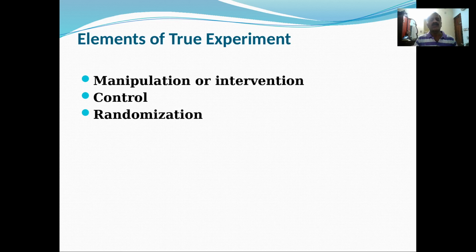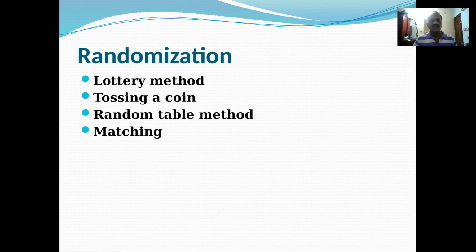Randomly we have to allocate subjects into the experimental group and control group, and there are several methods for this random allocation. How can we allot? These are some of the methods. One is the lottery method. What is the lottery method? How do we take the lottery?